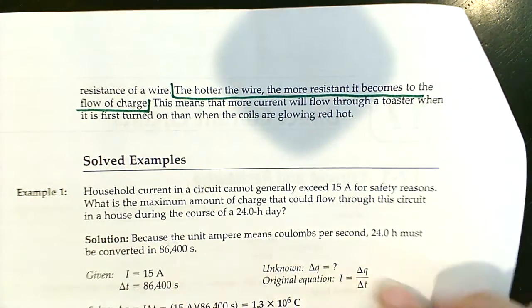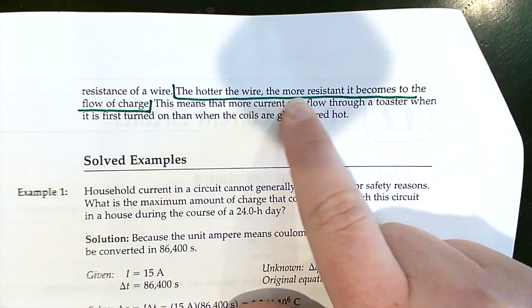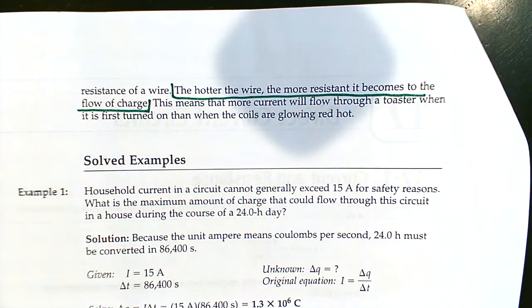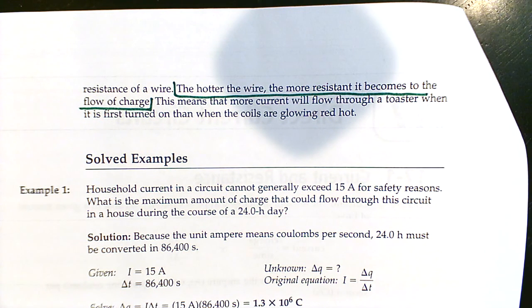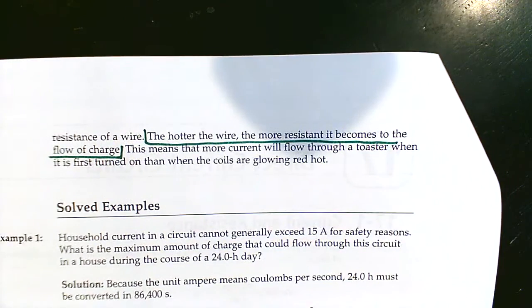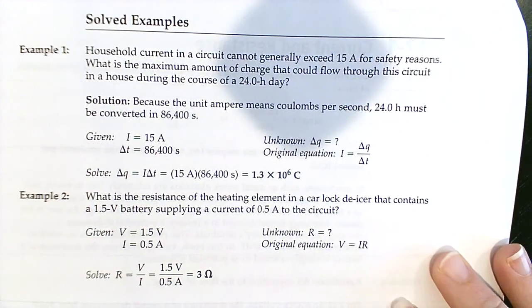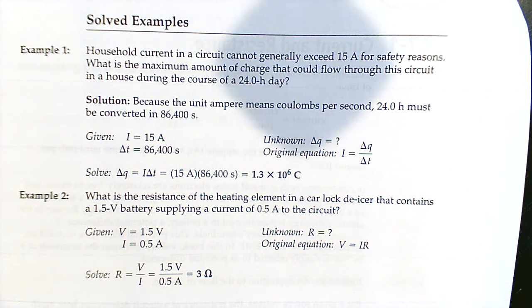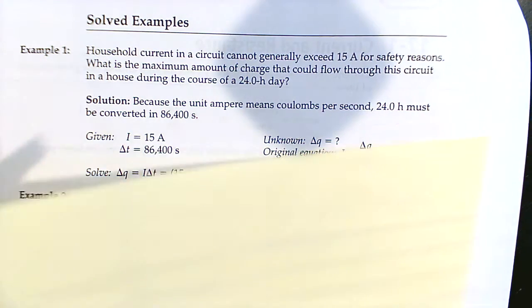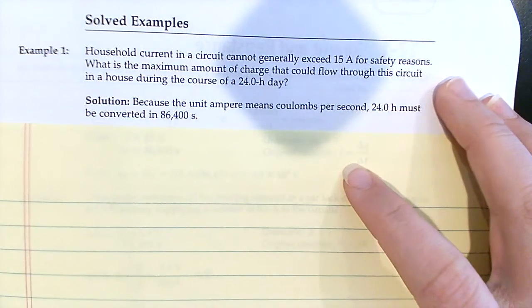And the only other thing that I think you really need is this idea: the hotter the wire, the more resistant it becomes to the flow of charge. I didn't think I had talked about that too terribly much, so I thought I better point it out right now because there's one question about it. We are going to try to do these two examples. I realize that they have the answers right there, but that doesn't mean you know how to do it, right? So let's see if we can make sense out of these two examples without using what they told us.